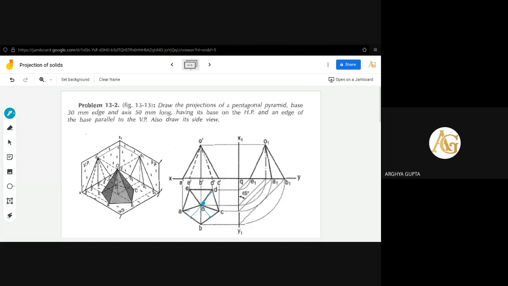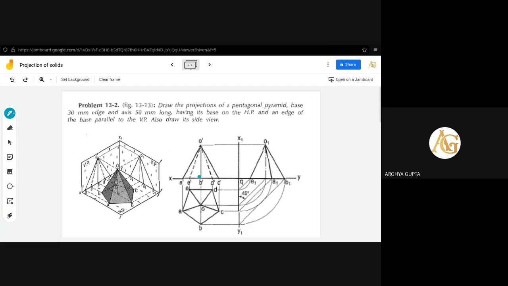Once the point O has been found, what you have to do now is join all the corner points, A, B, C, D, and E, with O. Then the top views of the slant edges will be obtained. Now the next step, similar to the hexagon we just did: we have to take projection lines from all the points, so A, E, D, C, and B.